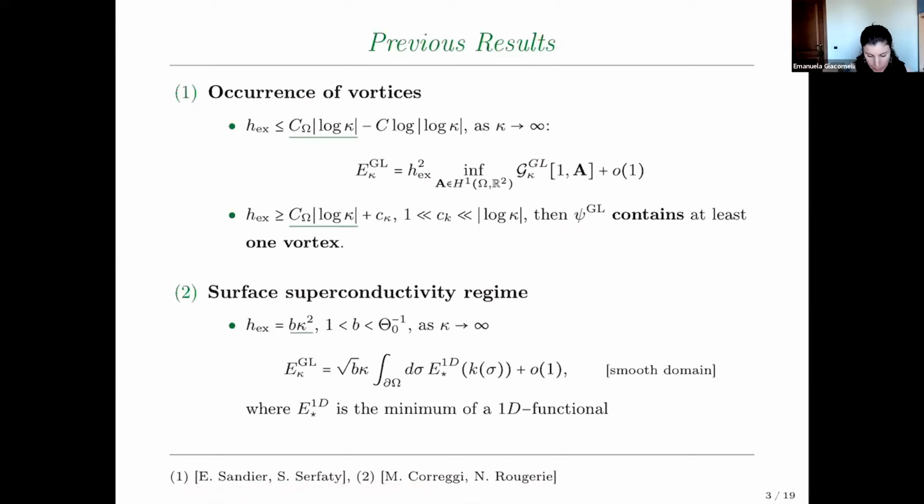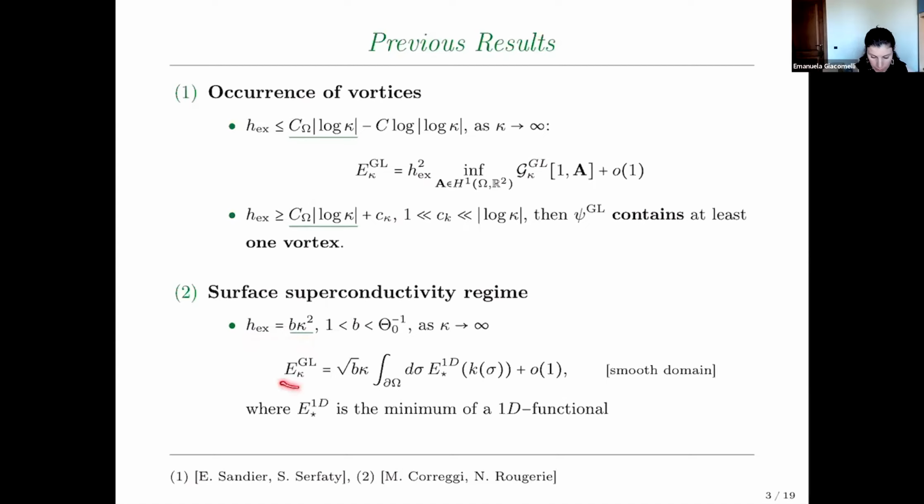And let me just say that as soon as this is satisfied, you can prove that psi GL has at least one vortex, but then the number of vortices increases as you increase the intensity of the field. And at the end, these vortices cover all the interior part of your sample in such a way that if you then reach this second critical field, given by a constant B times kappa squared, then superconductivity survives just close to the boundary of your sample omega.